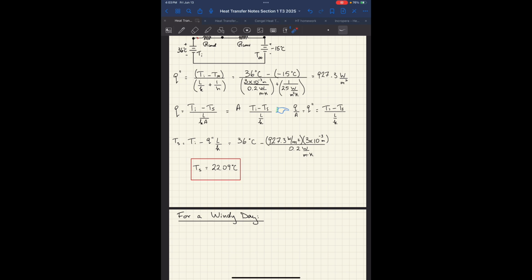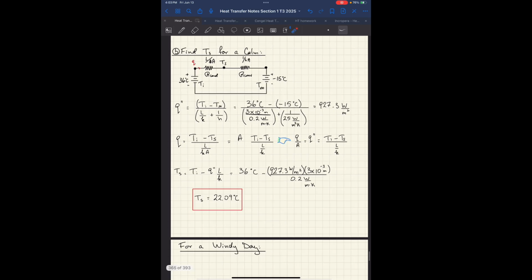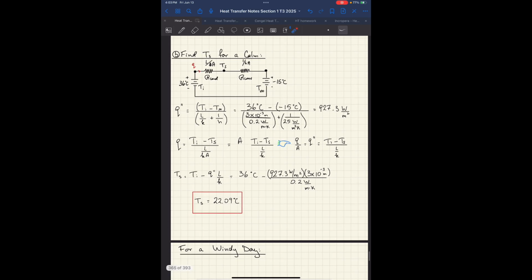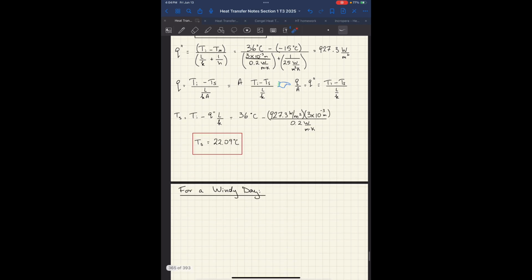Okay. For the windy day, okay, let's do it over here. So basically, it really doesn't matter which one you do, because Q is going to be different for the windy day, right? For the windy day, Q is this value. So it doesn't matter if you do it like this or like this. I'm going to do it from here to here just for the sake of variety. Okay. So Q, this is for the windy day.